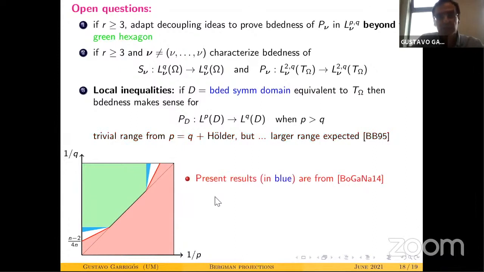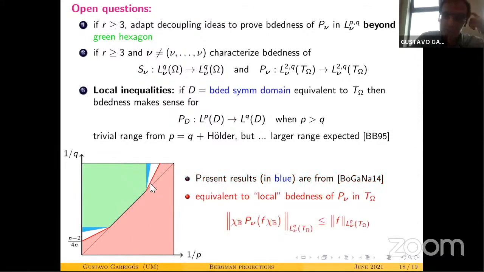This was already noticed by Békollé and Bonami in their first paper. And this is a problem that has not been much investigated for light cones. The only results we have so far are from a paper in 2014 with Bonami and Nana. Here we are able to prove a little bit more than the green region, using techniques of positive operators. But there is still a big portion where we don't know anything. We haven't been able to use, for instance, the decoupling techniques beyond what is known in the diagonal. We don't know how to use the decoupling techniques here.